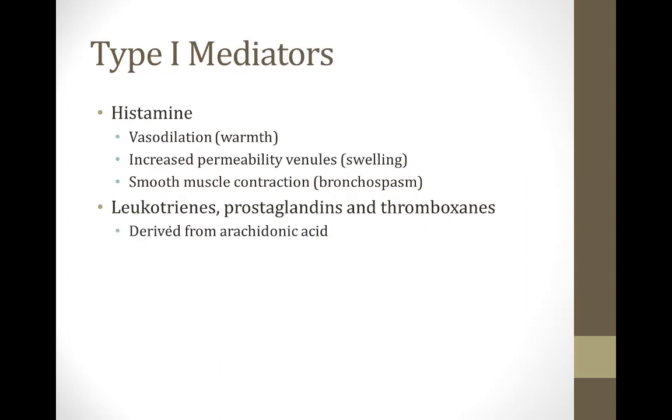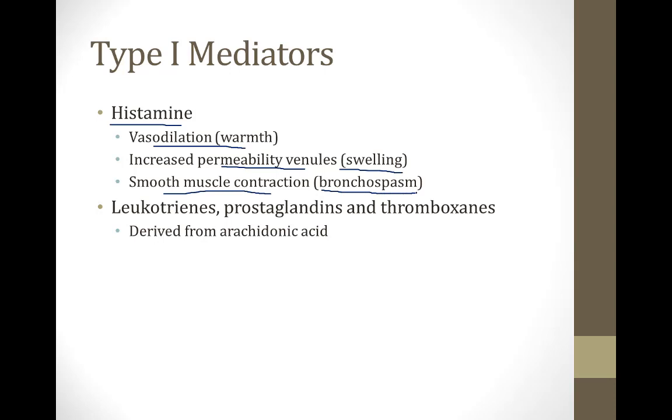So now let's talk about some of those mediators of type 1 reactions. One of the most important is histamine. Histamine leads to vasodilation, which causes the warmth of the skin seen in type 1 hypersensitivity reactions. It also leads to increased permeability of venules, and this causes swelling. And in addition, it can cause smooth muscle contraction, and this can lead to bronchospasm.